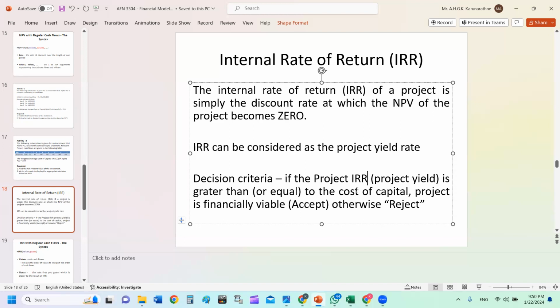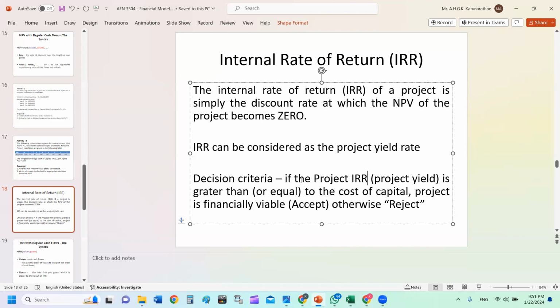So if the yield rate is above the cost of capital, we are happy. Let's say our required rate is 15%. Project IRR is 25%. So we are very happy, because we require 15% and the project IRR, the project yield, is 25%. So that's the thing.